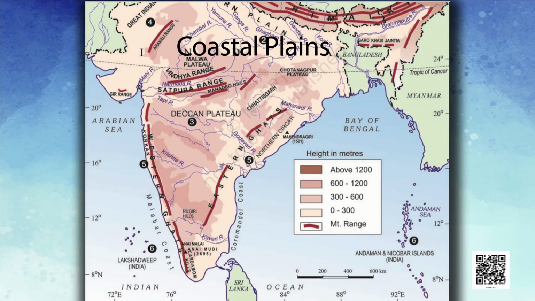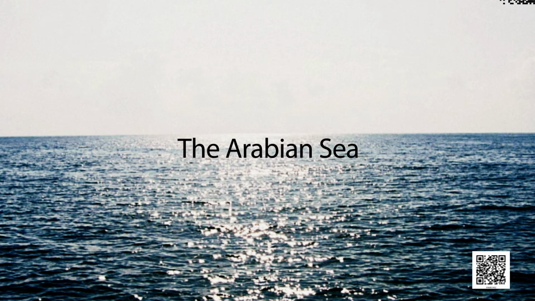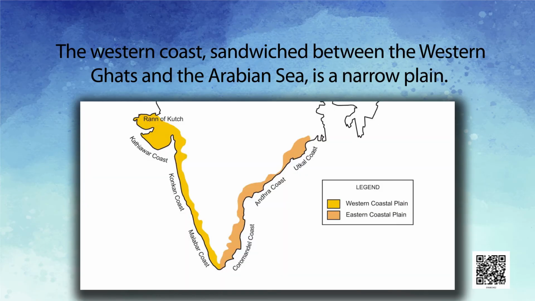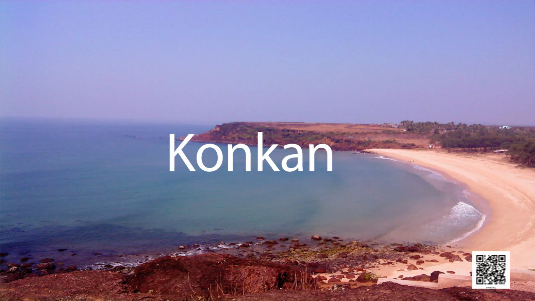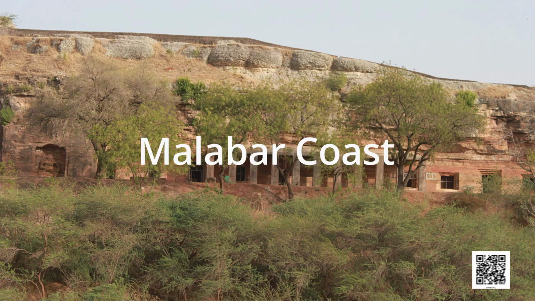Now we shall talk about the coastal plains. The peninsular plateau is flanked by a stretch of narrow coastal strips running along the Arabian Sea on the west and Bay of Bengal on the east. The western coast, sandwiched between the Western Ghats and the Arabian Sea, is a narrow plain. It consists of three sections. The northern part of the coast is called the Konkan. The central stretch is called the Kannad Plain, while the southern stretch is referred to as the Malabar coast.